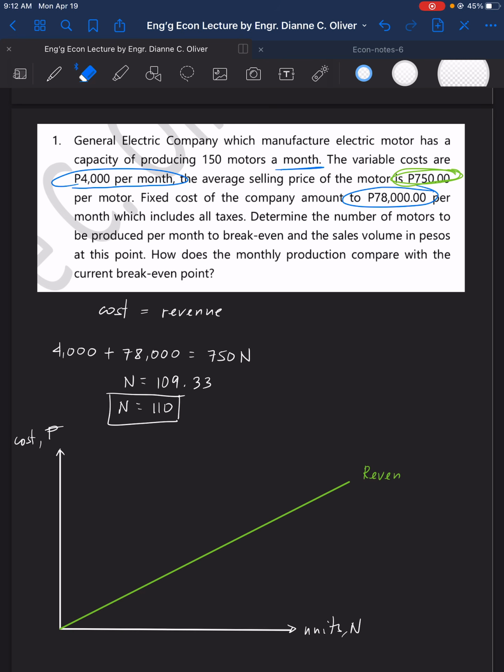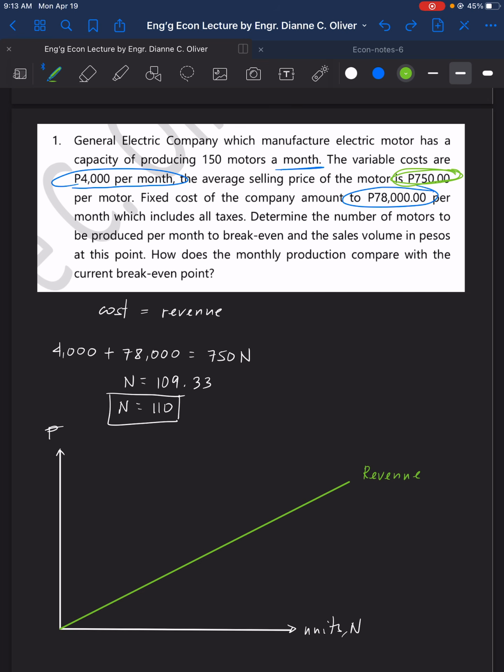Oh, let's not put it cost, it's just peso, the amount. Sorry, so it should be peso only, the amount. Okay, so revenue. This line here represents the revenue. The more units you produce, the greater the peso that you obtain. So the more N, the greater the peso. That's why we can see here a line that is going upward.